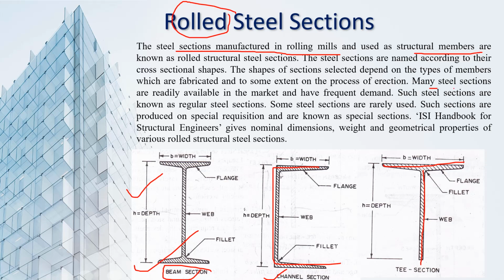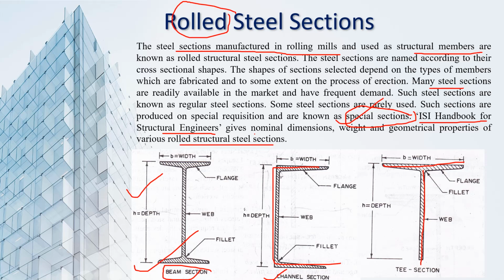Many steel sections are readily available in the market and have frequent demand. Such steel sections are known as regular steel sections, also standard steel sections, that we talked about a little earlier. Some steel sections are rarely used. Such sections are produced on special requisition and are known as special sections. Only for very big projects may we want to use special sections. Otherwise, our normal or standard steel sections are sufficient. The ISI Handbook for Structural Engineers gives nominal dimensions, weight, and geometrical properties of various rolled structural steel sections.